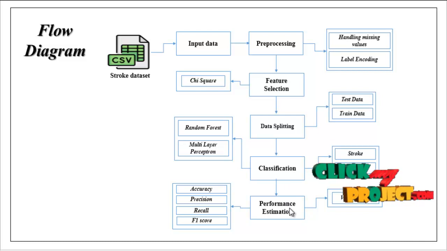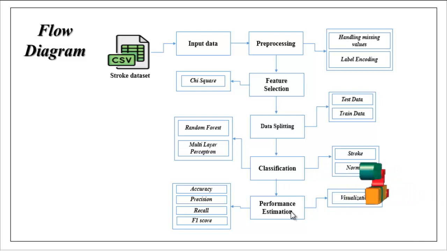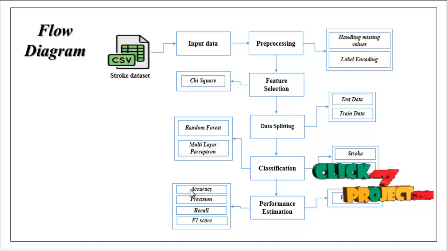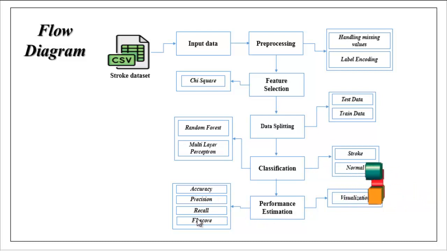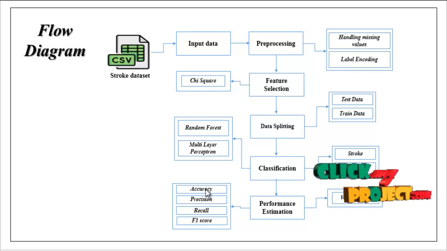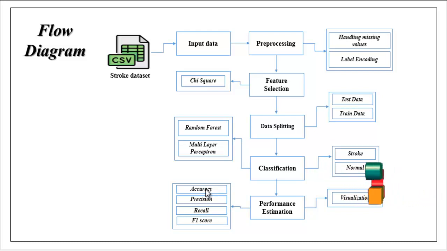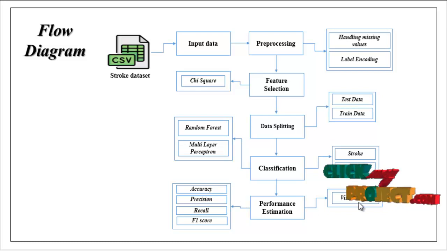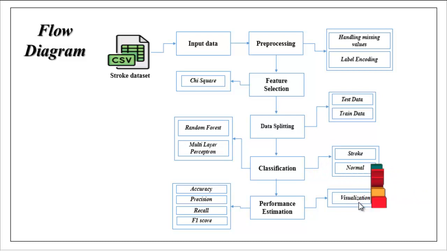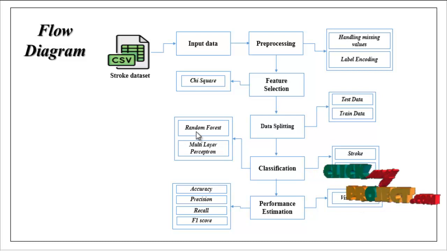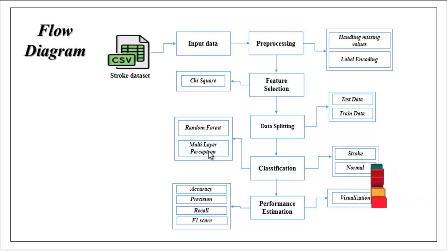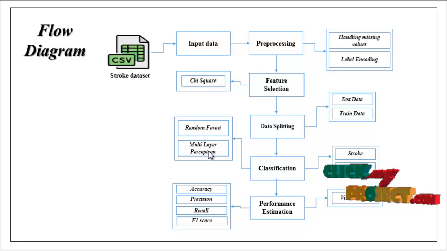Then the classified data is carried to estimate the performance. So here we estimate accuracy, precision, recall and F1 score. Accuracy is the overall prediction, how accurately my model predicts in terms of percentage. Then visualization. Visualization, in a sense, is a comparison graph for both algorithms, random forest and multi-layer perceptron. So this is the flow of our project.